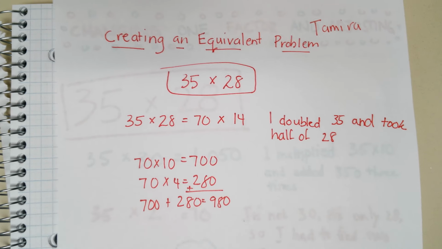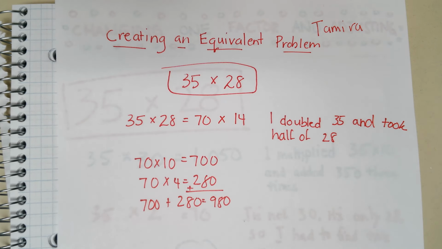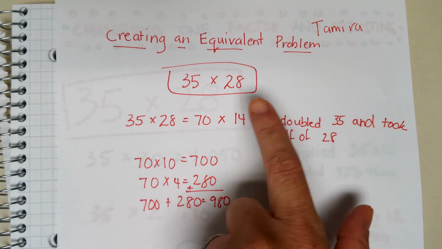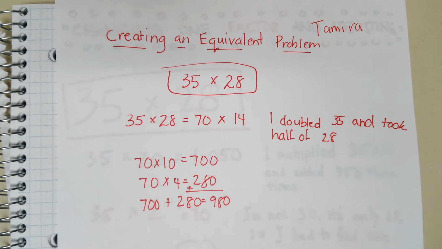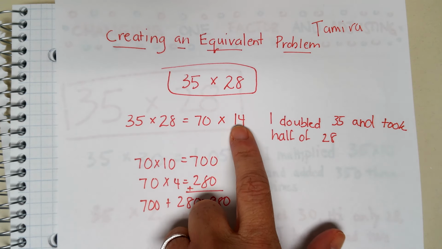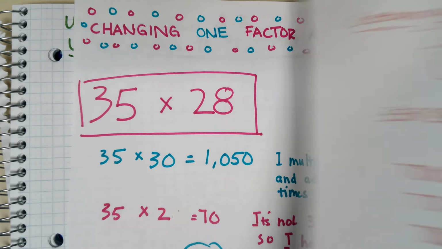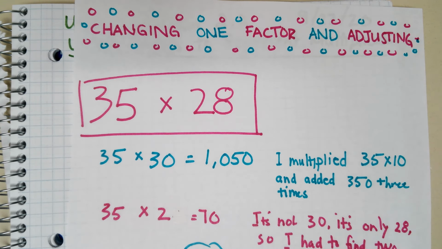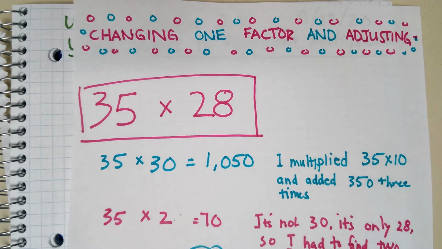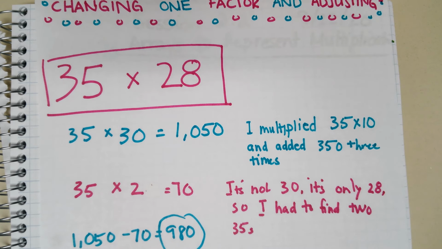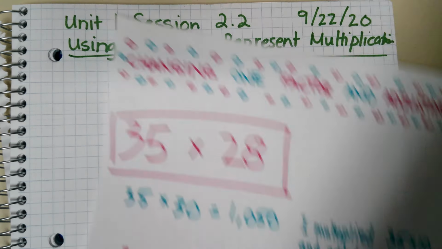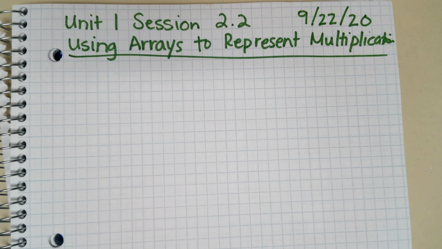Right? We have an equivalent problem here. This person doubled the 35, then took half of the 28 to create 14. Okay? So here's some ideas. All right. But today what we're going to be using are some arrays to represent multiplication.